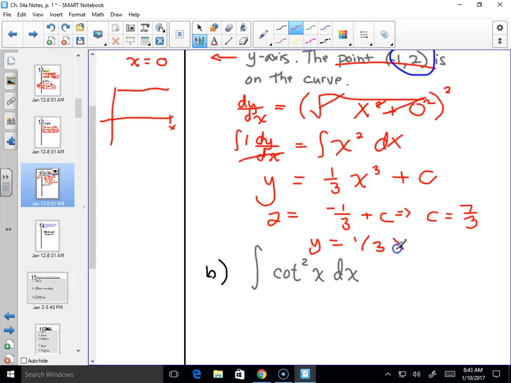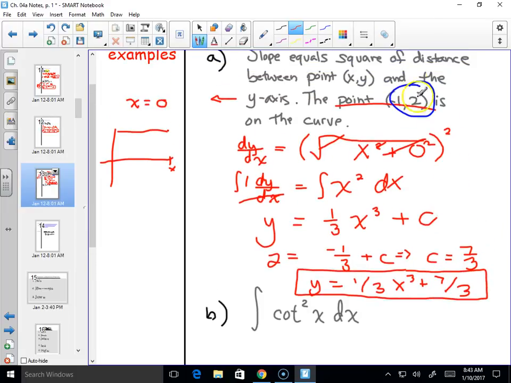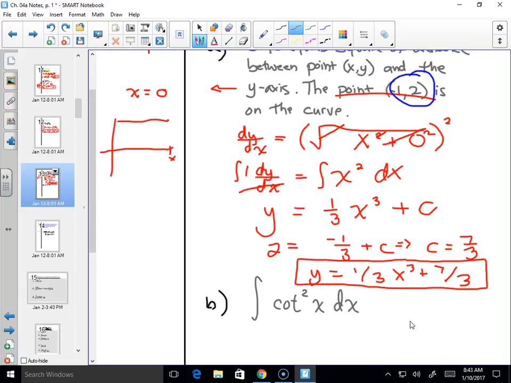X cubed plus 7/3. Plugging in the c. There is only one answer to this one, but what was different in the directions besides all the annoying translating stuff? They gave us a clue. They gave us a point, and we could plug it in. Now we're going to talk about that whole thing really quickly.